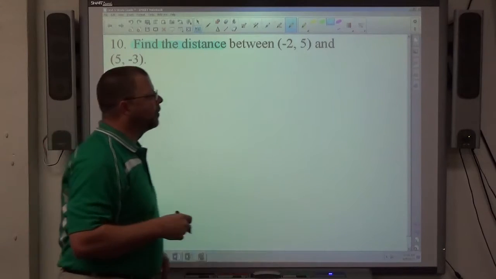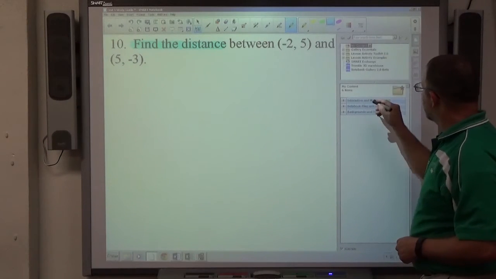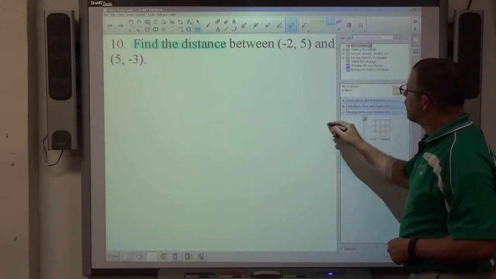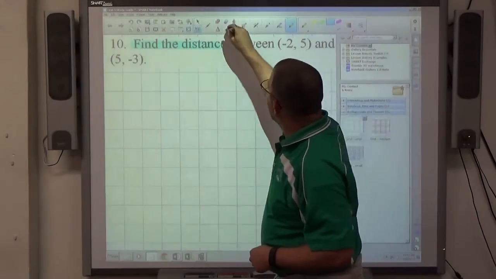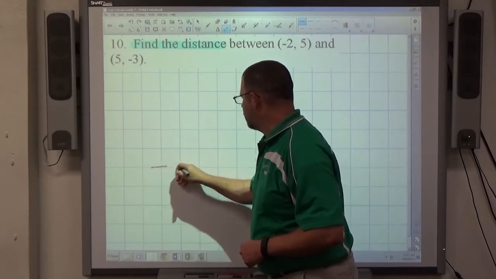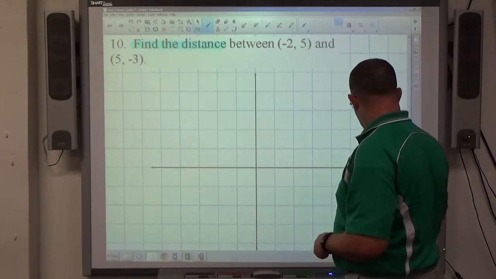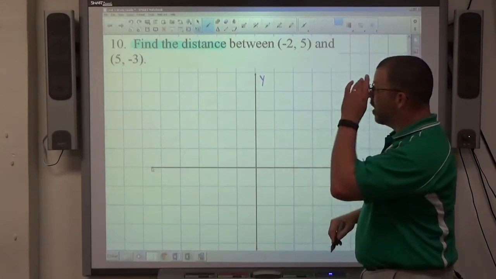Usually what we did with these problems is we used graph paper, and I'll supply graph paper on the test when it comes time to do that. So here's graph paper for this. And find the distance between the points. So I want to plot those points. I put an x-axis and a y-axis here, and I mark them very clearly so I know what's what.